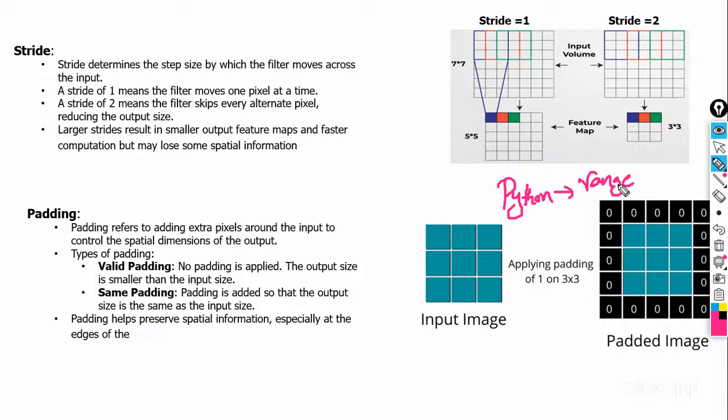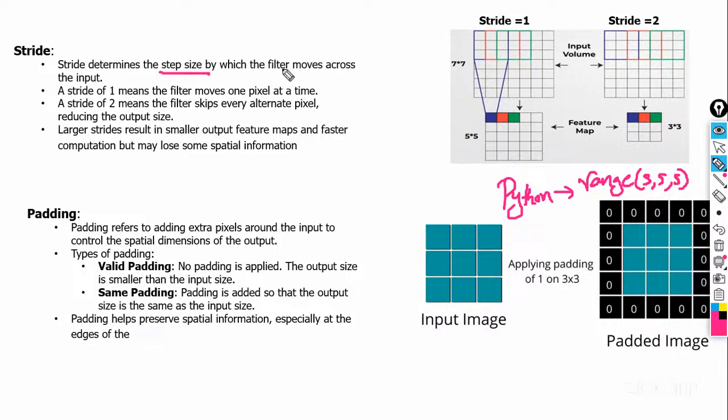We have the range data type, inside which we have range. To create a range object, we define start, stop, and step size. This step size is also called stride. So what exactly is stride? Stride is representing the step size.